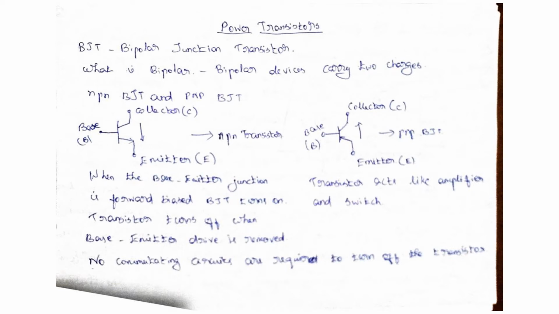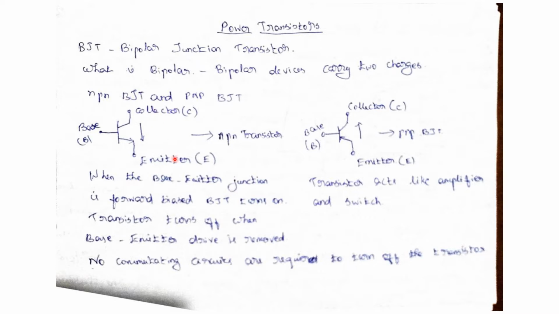Now we are going to see the power transistor, that is the BJT. BJT means bipolar junction transistor. Why are we calling it bipolar? Because it carries two charges. So it is known as bipolar junction transistor. There are two types of transistor, that is NPN and PNP.